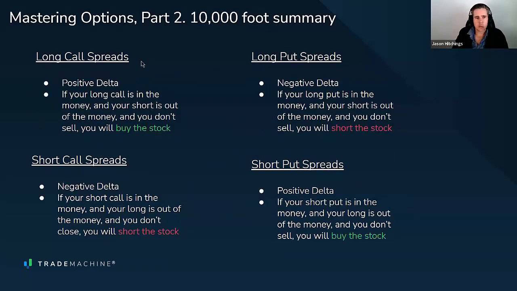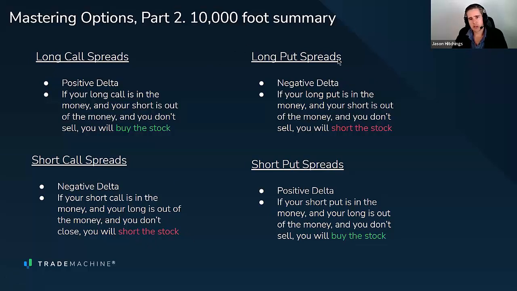Real fast, long call spreads have a positive delta. And if your long call is in the money and your short is out of the money and you don't sell, you'll end up buying the stock. Short call spreads have negative delta. And if your short call ends up in the money and the other one isn't, you'll be short the stock.